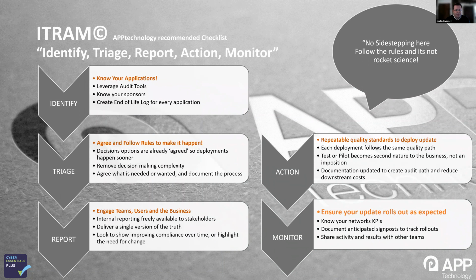And lastly, monitor. Ensure your update rolls out as expected. Know your network KPIs. Document the anticipated signposts to track rollouts and react when they're not achieved, not after a more public failure of a rollout. And you need to share your activity and results with other teams.